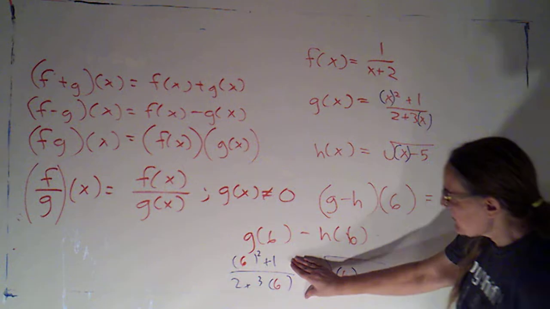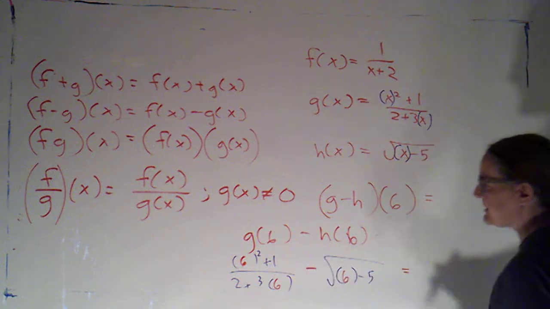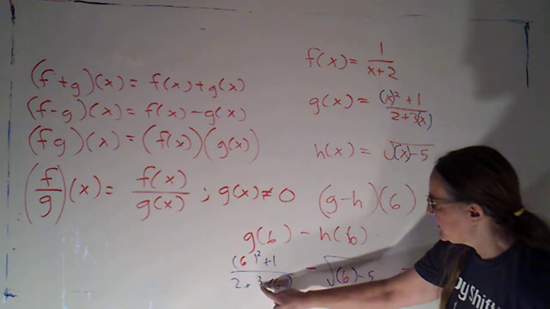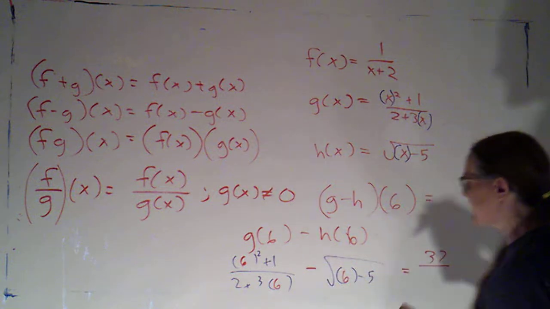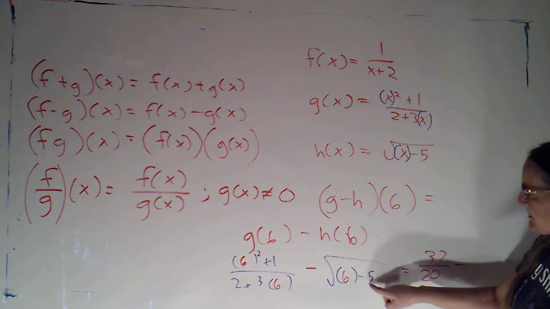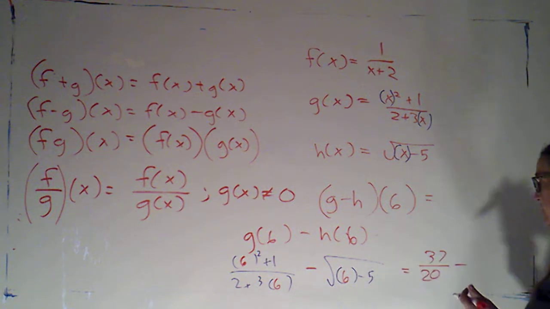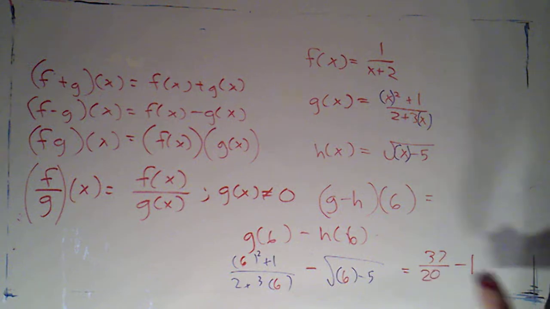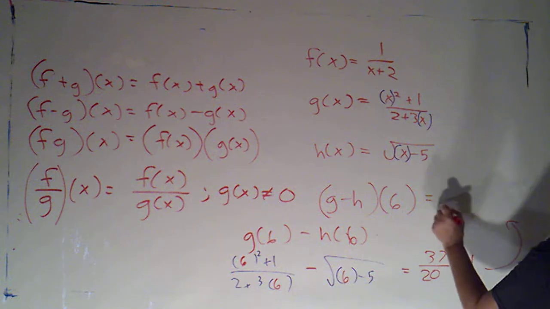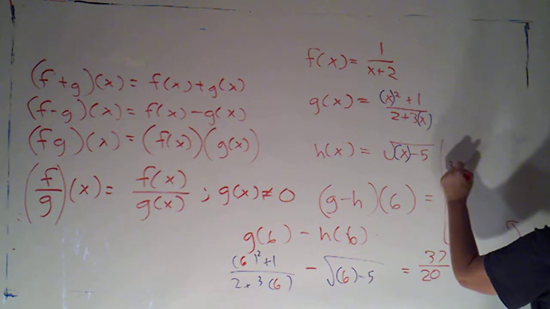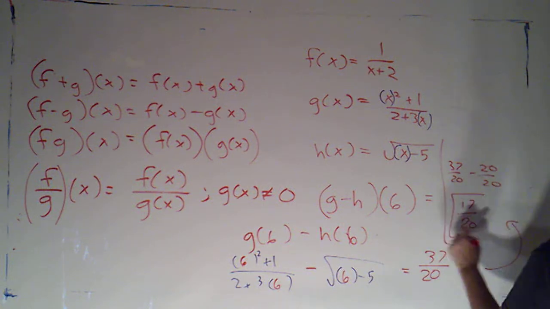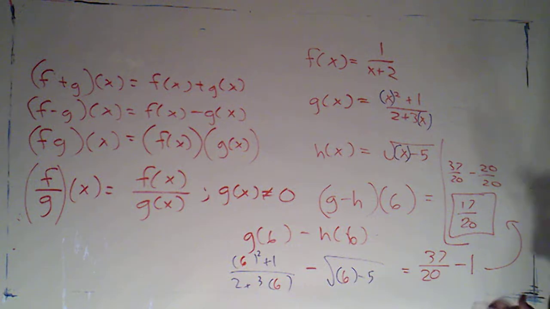If I evaluate this one, I'm going to get 36 plus 1, so 37 on top. 2 plus 3 times 6 would be 18, so that's going to be over 20, so 37 twentieths. Minus 6 minus 5 is 1. Square root of 1 is just 1, so that's minus 1. And I can simplify that nicely if I just write that 1 as 20 twentieths. So 37 twentieths minus 20 twentieths would be 17 twentieths. So that would be my answer.